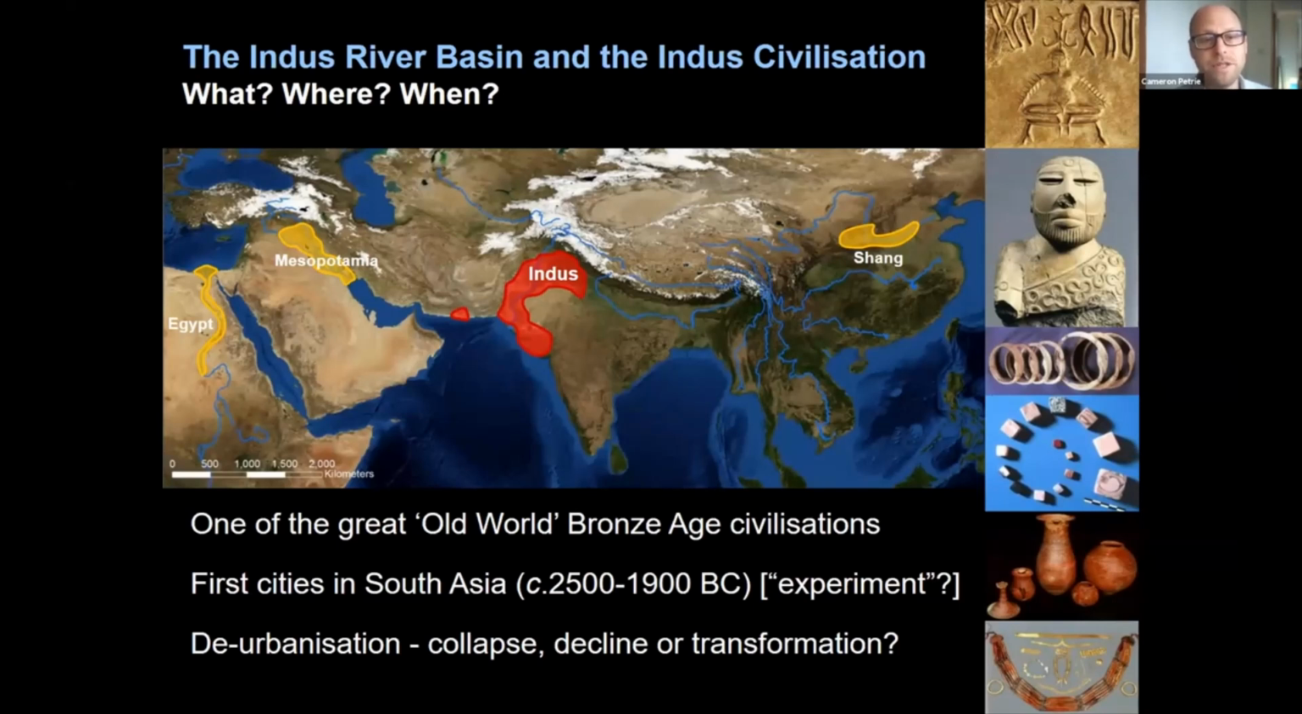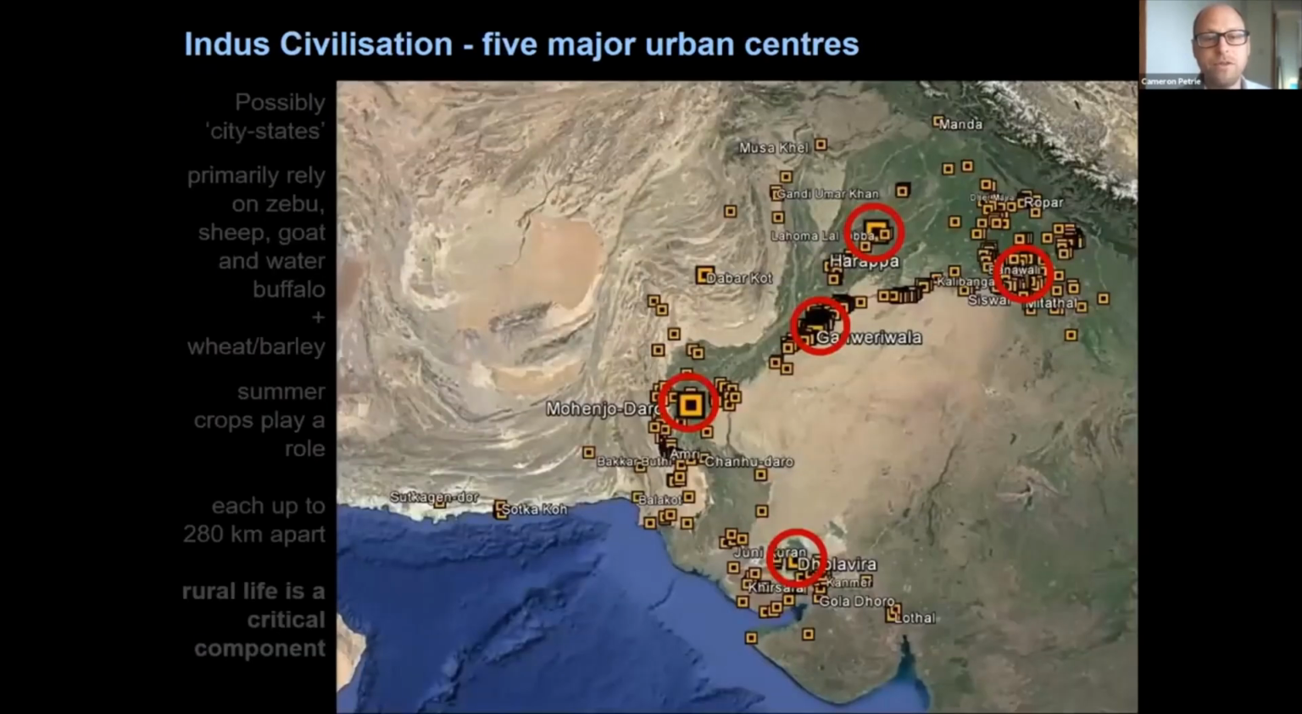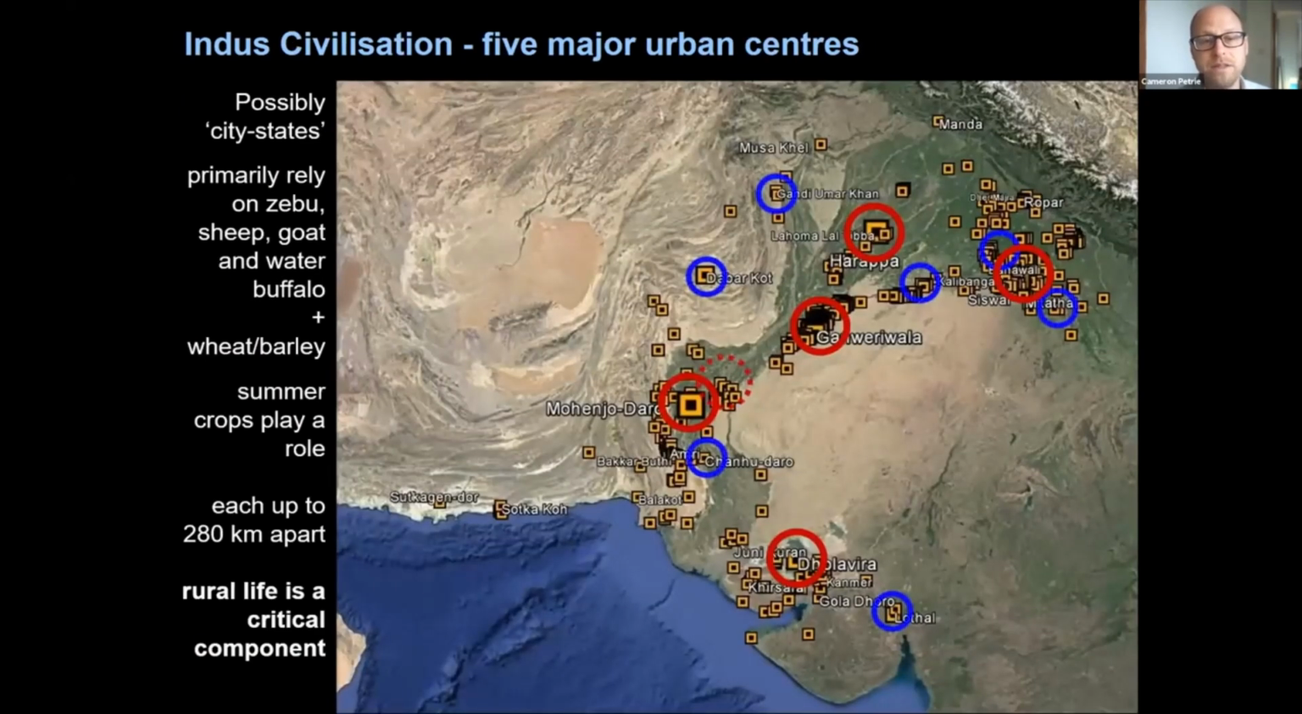Now, what's interesting about the archaeology of the region, the Indus River Basin, is that we have a very specific type of settlement archaeology that is in play in this earliest phase of urbanism. We actually have a number of very large cities, but importantly, there are only 5 known settlements that are in excess of 30 or 40 hectares in size.